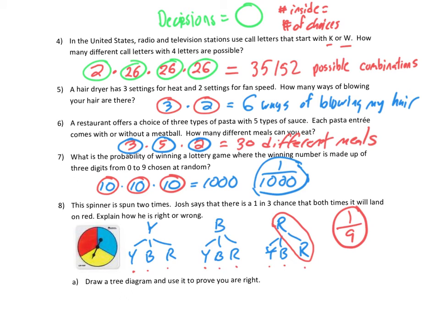We know that when you spin it once, the probability of getting red is 1 out of 3. There's a red here, and there are 3 sections, so there's a 1 out of 3 chance of getting red on the first spin.